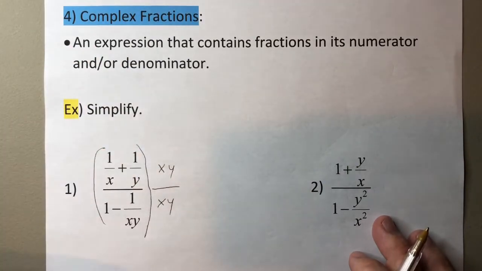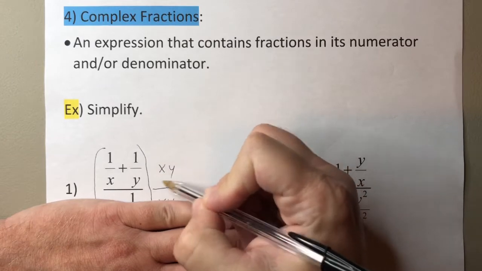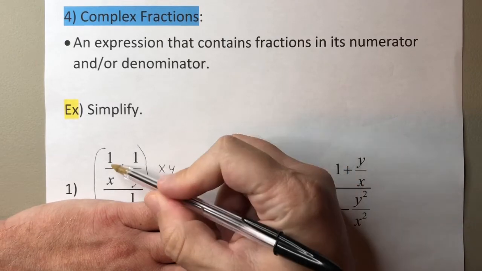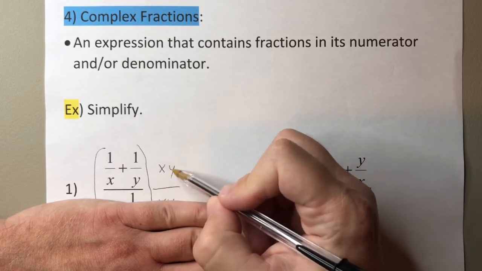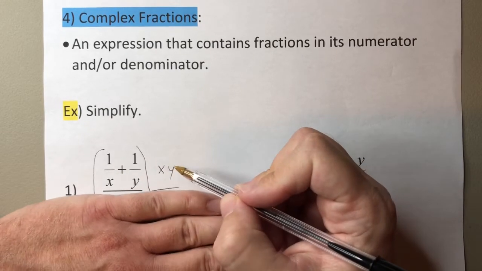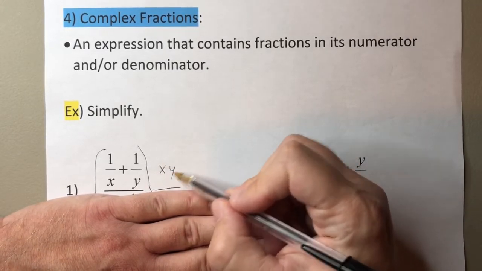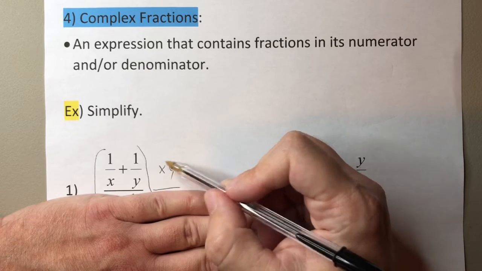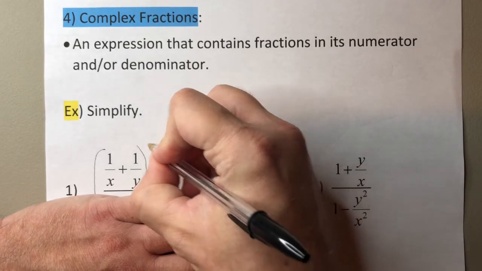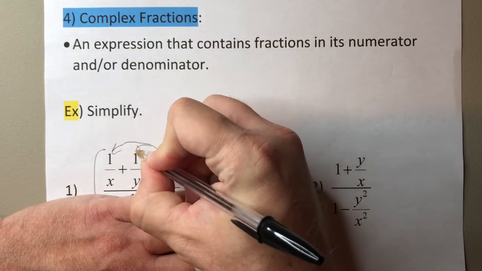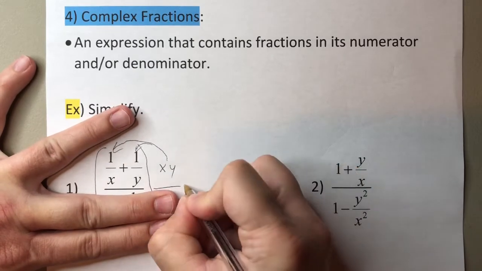So in the numerator position, what I'm going to do is distribute the xy through this quantity, the quantity of 1 over x plus 1 over y. Note that if we're just looking at the numerator of this complex fraction, this is not in the denominator position. This is understood to be in the numerator position. So when you distribute this through, let's see what happens.